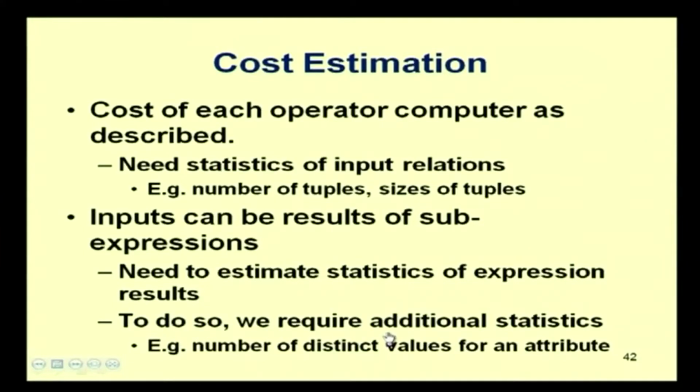To do so, we require additional statistics. One important additional statistic is the number of distinct values for an attribute. So, the number of distinct values of an attribute is very important. So, three things we said are important. One is the number of tuples associated with the relation. Second, the size of the tuples, which means the number of attributes as well as the type of attributes, because the type also determines the size. And third, additional statistics which say what is the number of distinct values that an attribute can have.